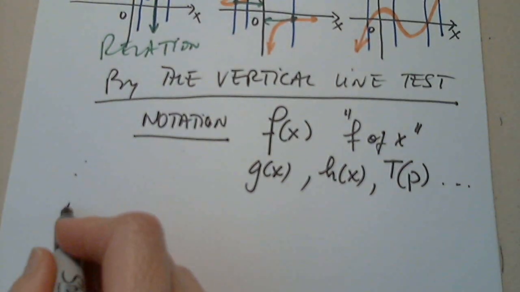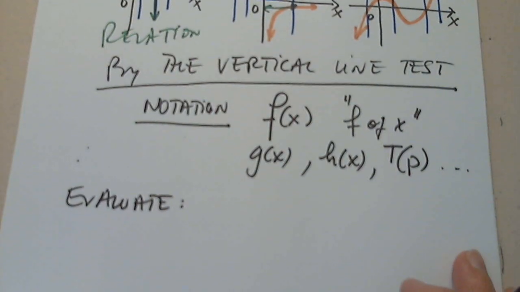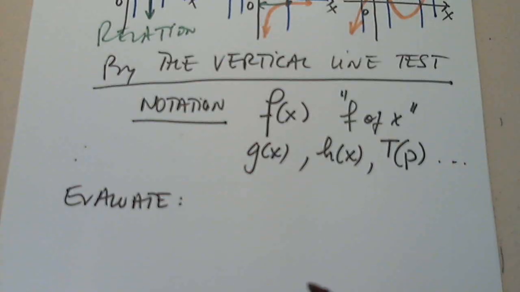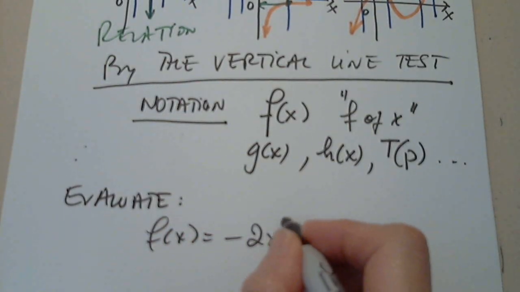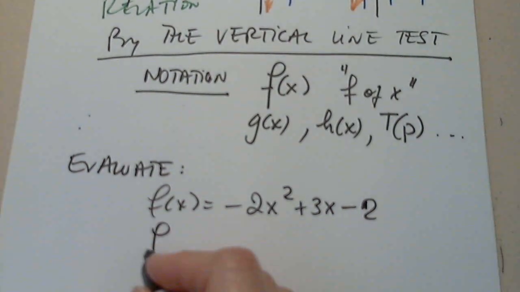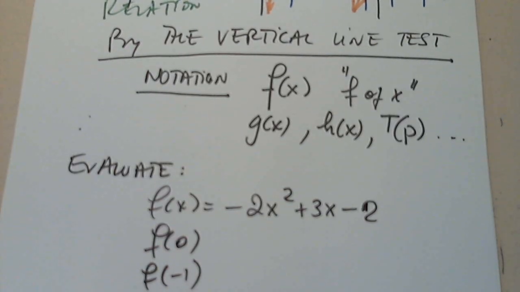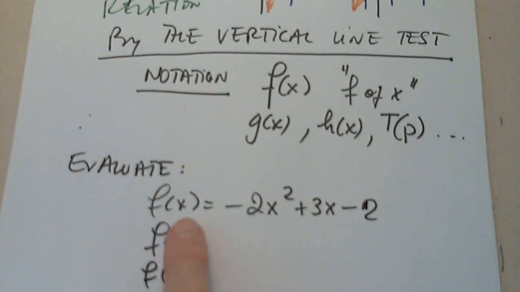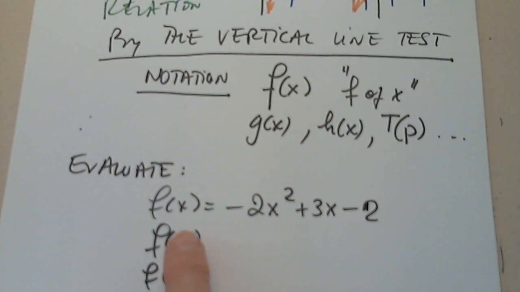Now, how do we evaluate? Exactly as we've done even today when we reviewed the test. So let's say I have a function f of x equals negative 2x squared plus 3x minus 2. And I want to evaluate it for 0, and I want to evaluate it for negative 1. What does this mean? It means that everywhere you see x, you have to replace it by 0. Then, everywhere you see x, you have to replace it by negative 1.